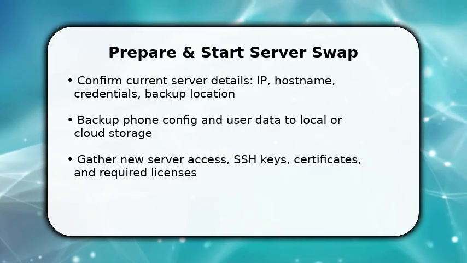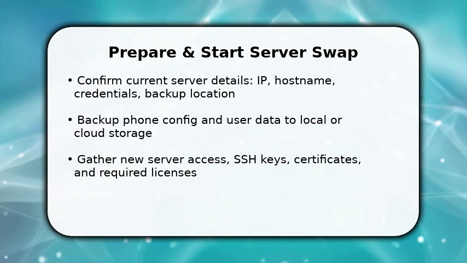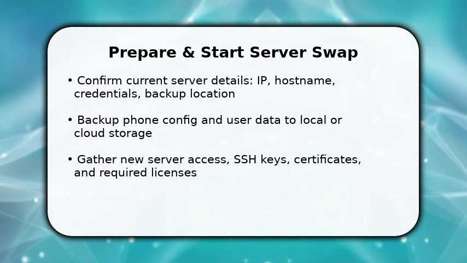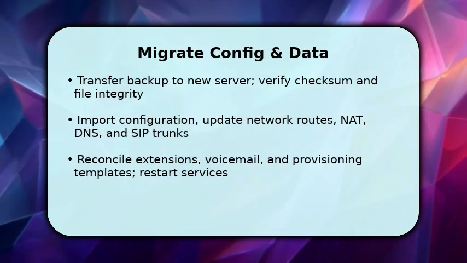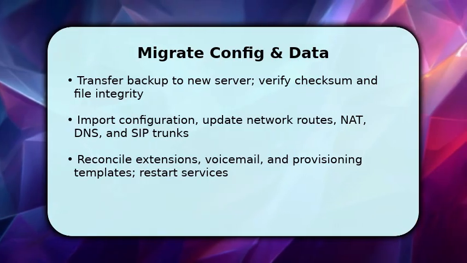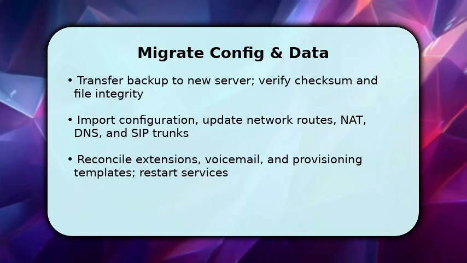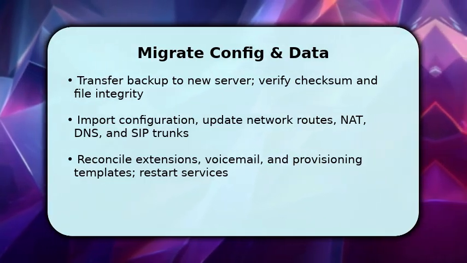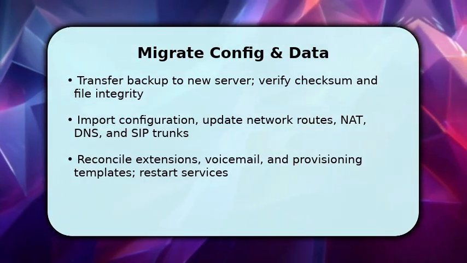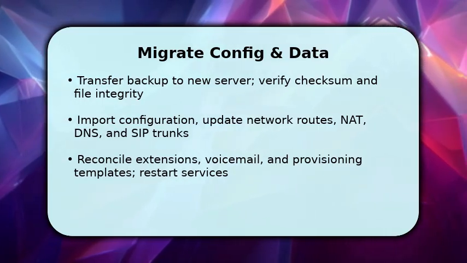You're starting the migration now, so test connectivity to the replacement host and confirm clock/time zone alignment to avoid registration failures later. You now move files and apply settings to the target server. Copy the backup and verify checksums. Integrity prevents partial restores. Once transferred, run the import routine and update network settings, routes, NAT, DNS records, and SIP trunk endpoints so phones can reach the new host.